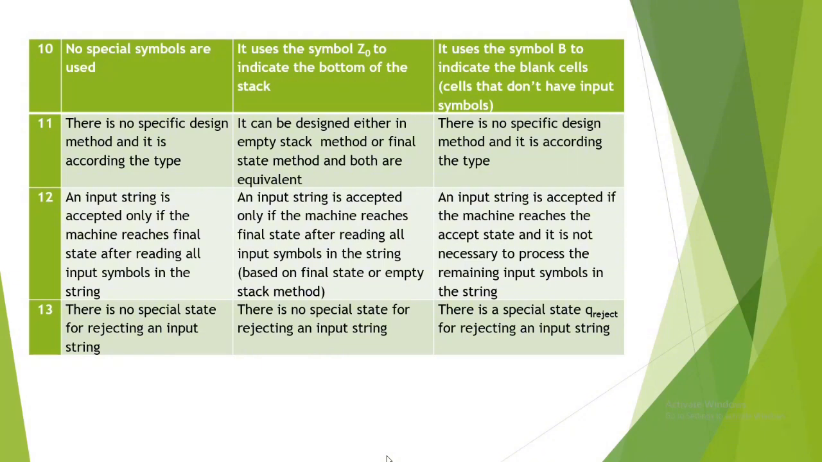And the last difference: there is no special state for rejecting an input string in finite automata. There is no special state for rejecting an input string in pushdown automata also, but there is a special state, Q reject, for rejecting an input string in Turing machines. That's all about the differences between the finite automata, pushdown automata, and Turing machine.